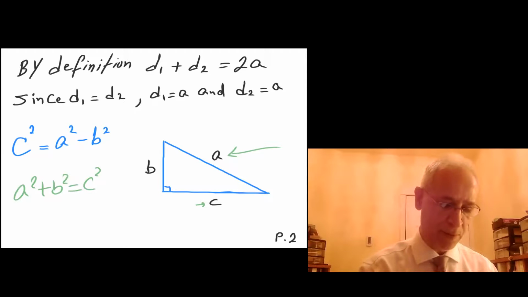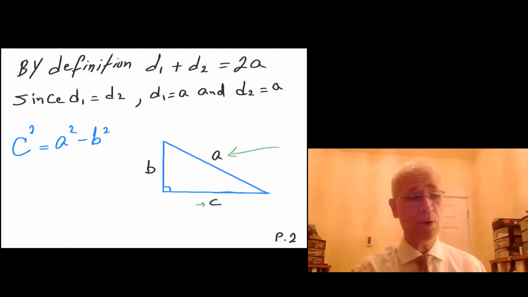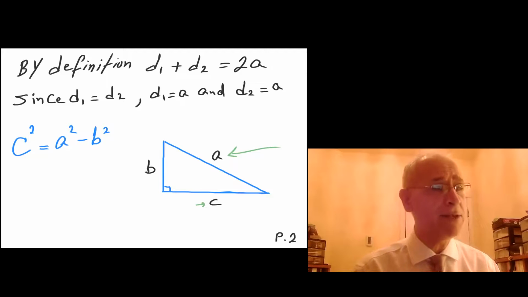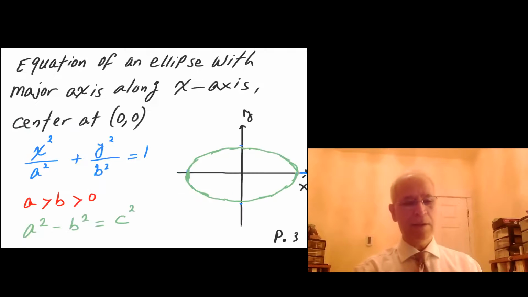So please, please, please keep that in mind: when it comes to ellipses, c squared equals a squared minus b squared. So now, having said that, let me go to page 3. There are 4 things that you need to remember.